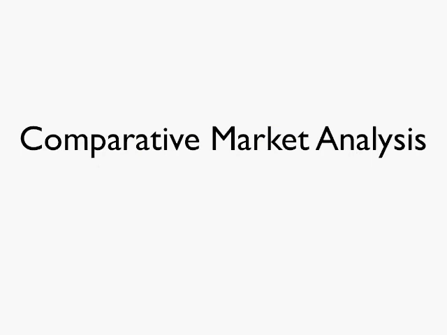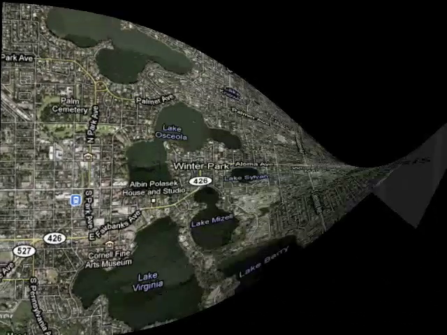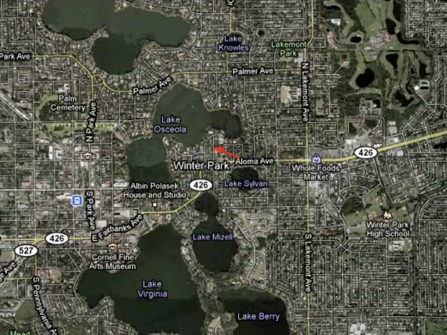First, let's discuss comparative market analysis. Let's say that you've got a property inside of a neighborhood and you want to sell it. If you're working with a real estate agent, or even if you're selling your own property, what you're going to do is look out in your nearby neighborhood and say, which properties directly compare to mine? How much did they sell for, and when did they sell?